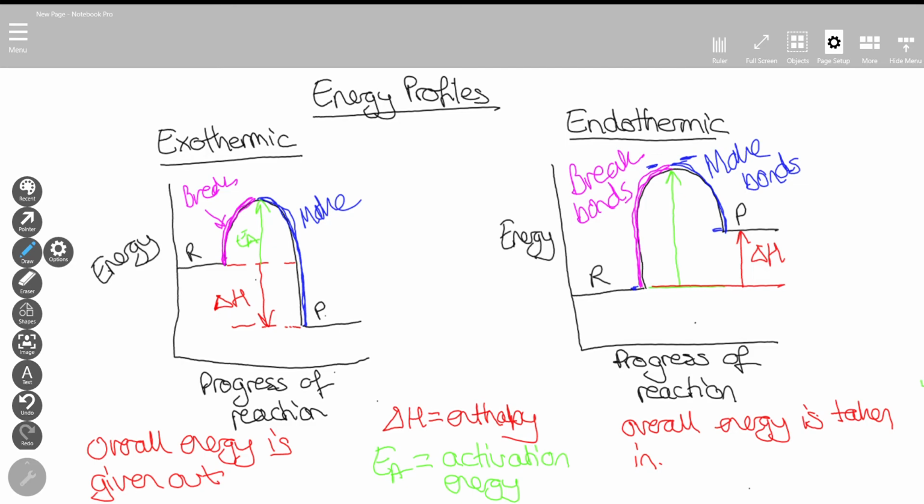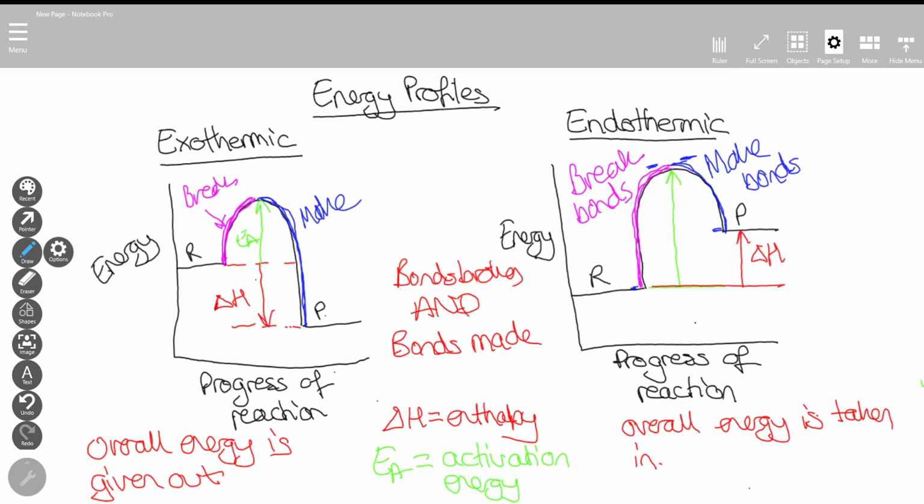Now the important thing to remember when you're explaining these sorts of diagrams in an exam is to remember that in all reactions, bonds must be broken first and bonds must be made afterwards. It's not a case of exothermic only makes bonds and endothermic only breaks bonds. Both things happen in both reactions.